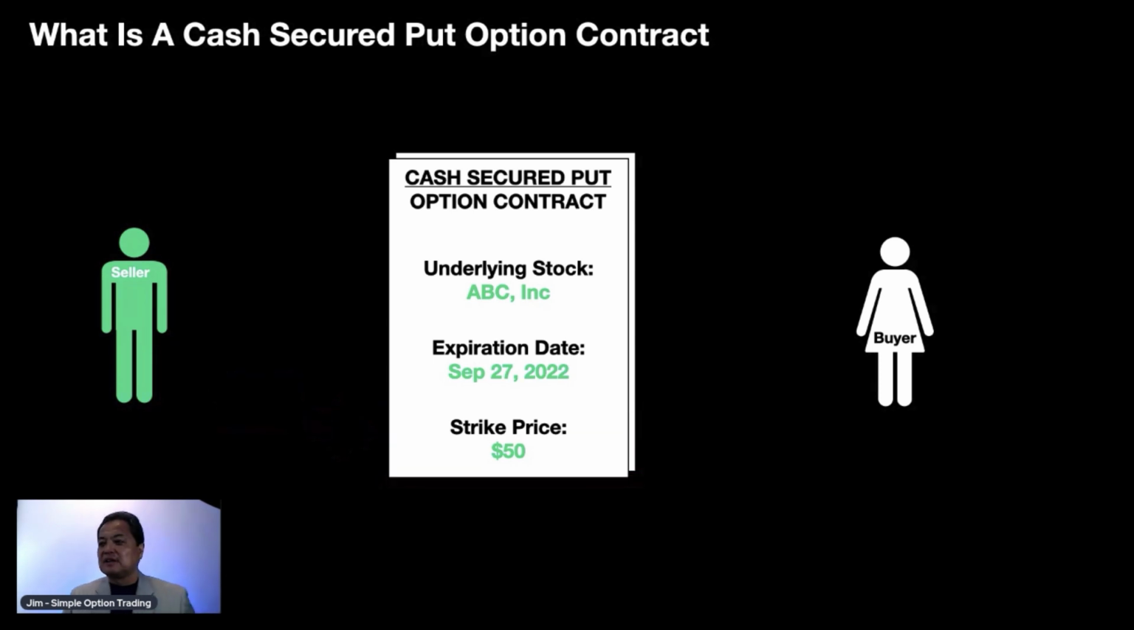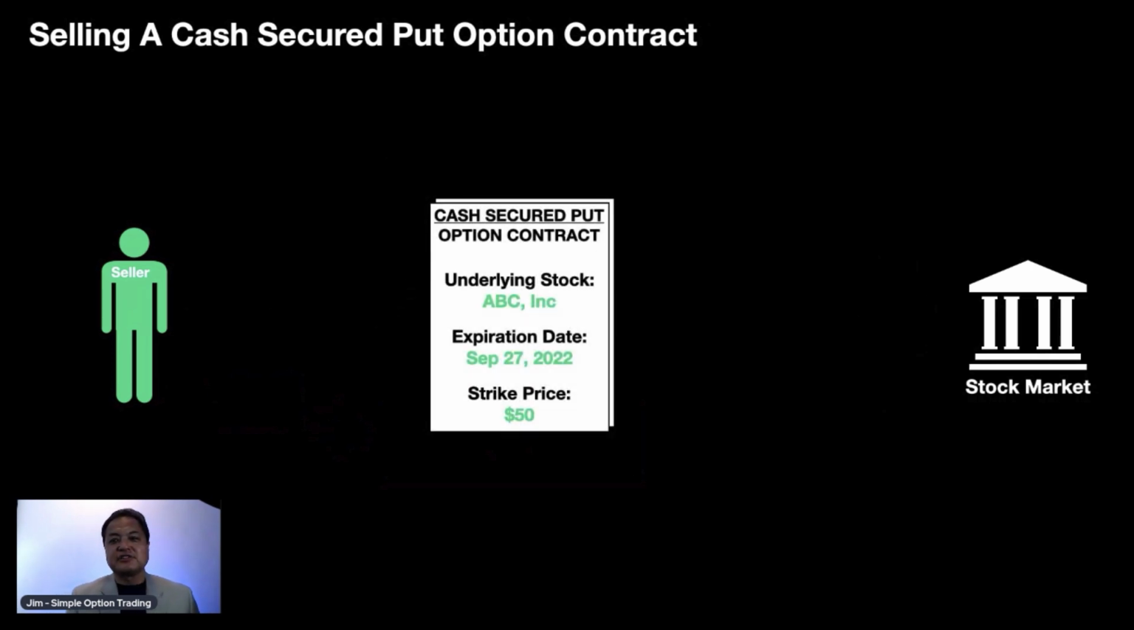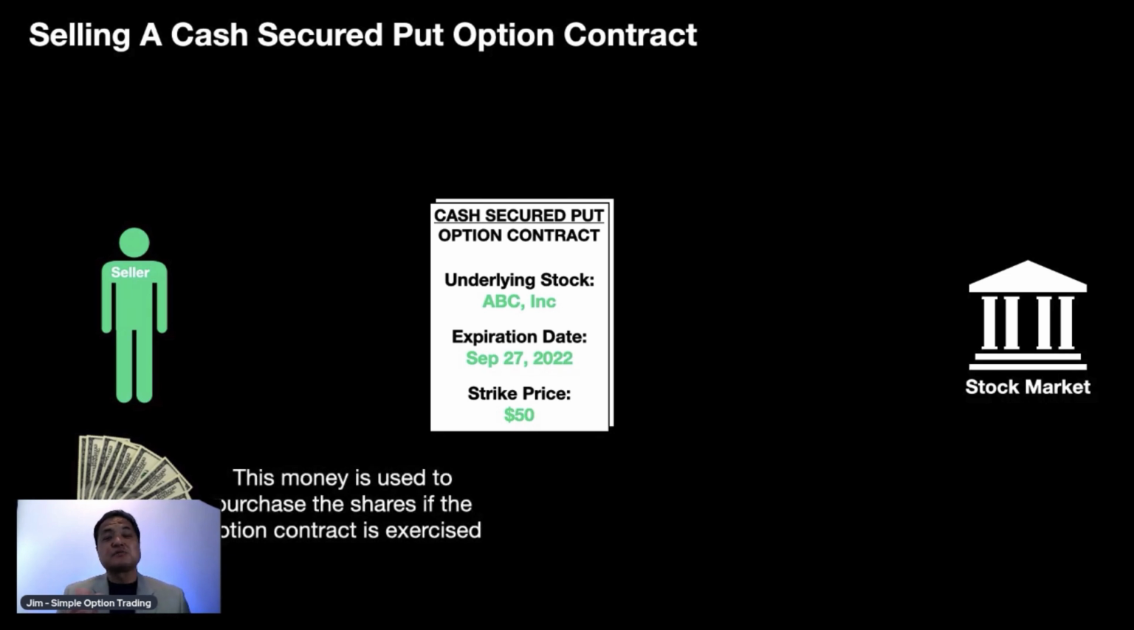Okay. Very quickly, let me walk you through what this looks like. So as the seller, let's say I'm interested in selling a cash secured put option contract. What that means is that I've got some collateral in my back pocket or in my trading account that's associated with me selling this particular cash secured put. And that's money. That money is reserved collateral. And what that does is it guarantees that I'm able to purchase the shares, because in this cash secured put option contract, I'm guaranteeing that I'm willing to purchase the shares.